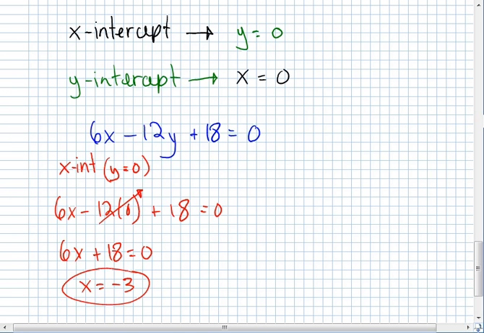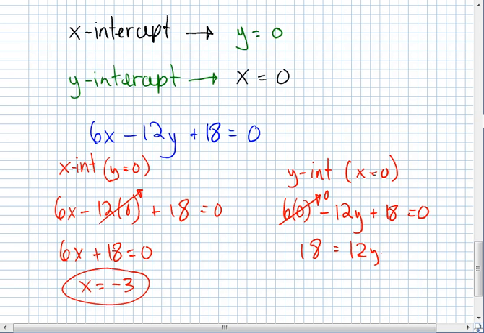Do the same thing to find the y-intercept, and that is substitute x for 0. So it would be 6 times 0 minus 12y plus 18 all equals 0. Again, this cancels out to 0. And if I move the 12y to the other side, I get 18 equals 12y. No more x term there, and you get your final answer that way. And so now I have the x and the y intercept.